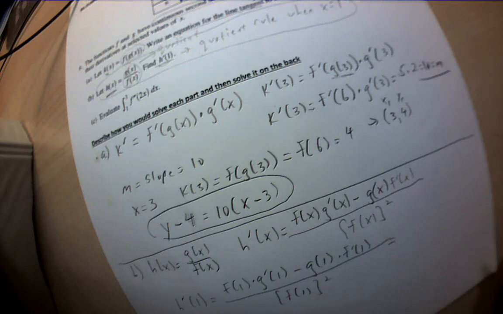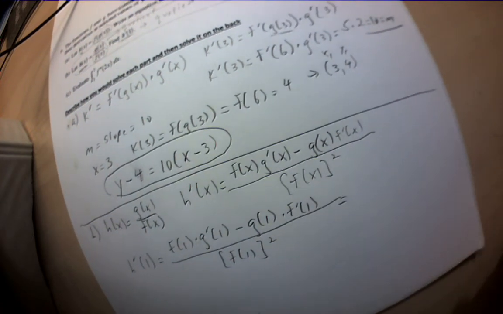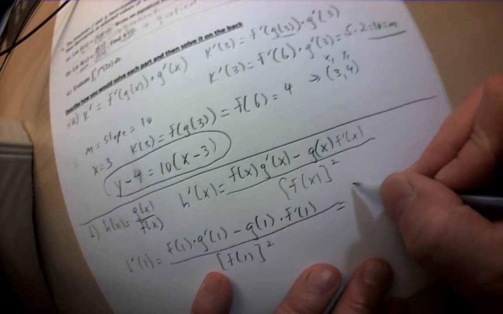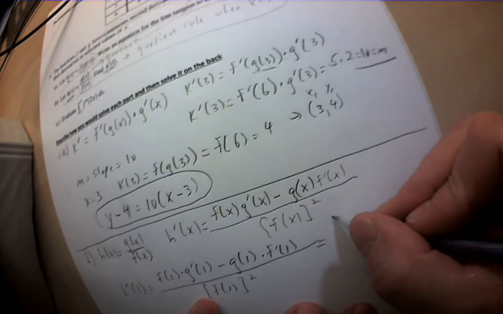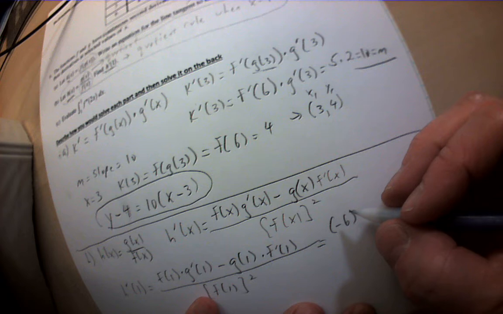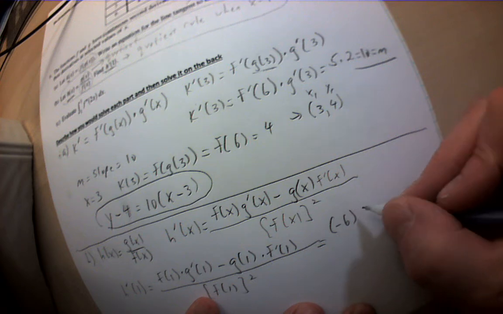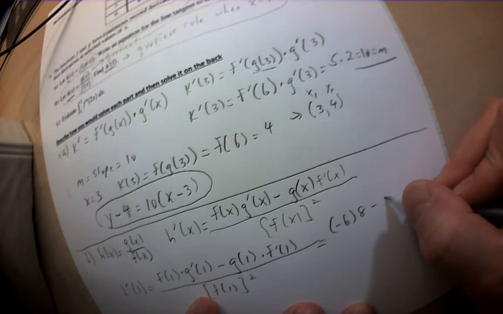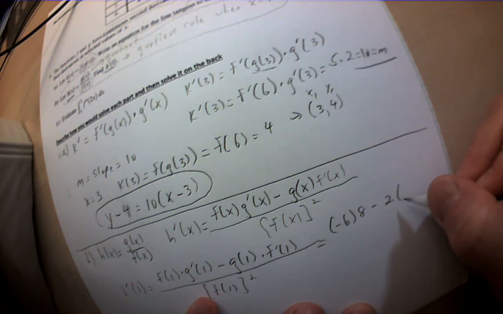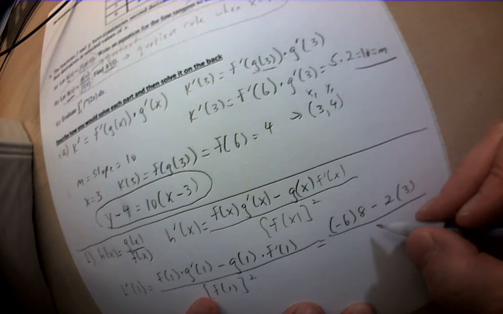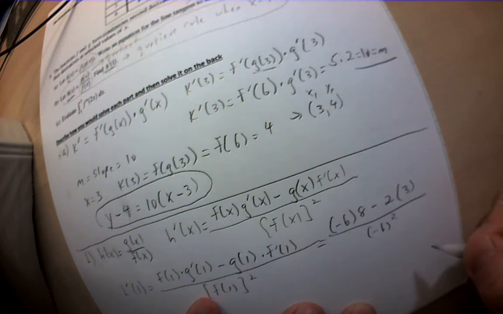I kind of recommend that you do it this way. You write it out before you go to plug in numbers. You're less likely to make a mistake. So f of 1 is negative 6. g prime of 1 is 8, minus g of 1 is 2, and f prime of 1 is 3, all over f of 1 is negative 6 squared.